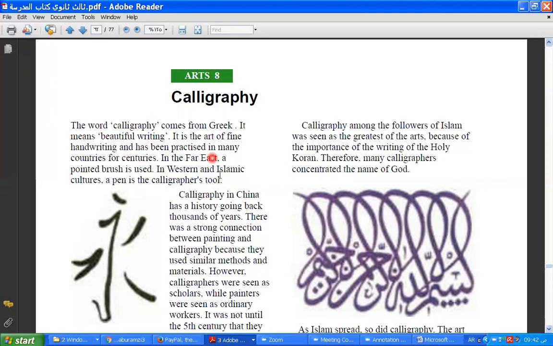Yes, so this was like an introduction about what it is, exactly. So the word calligraphy is not originally English, right? It's Greek. Yeah, it's Greek.